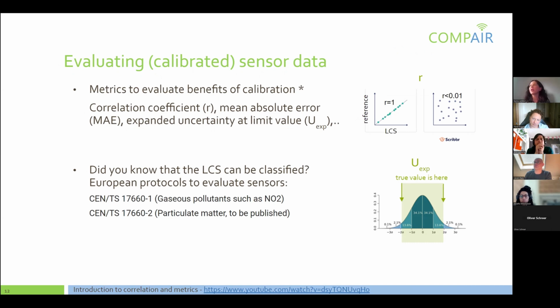So one for gaseous pollutants, ISO 176601, has been published, and one for particulate matter is being prepared right now. And these are guidelines you can use in order to classify the resulting sensor data using these metrics.